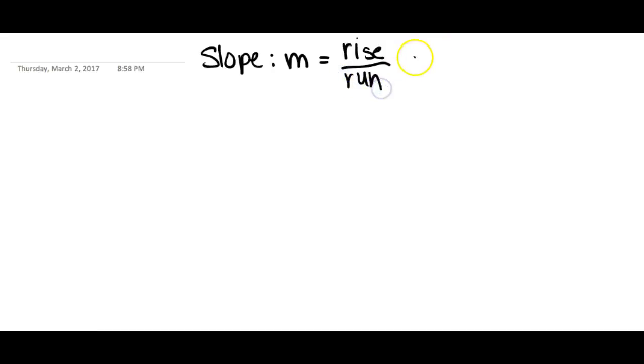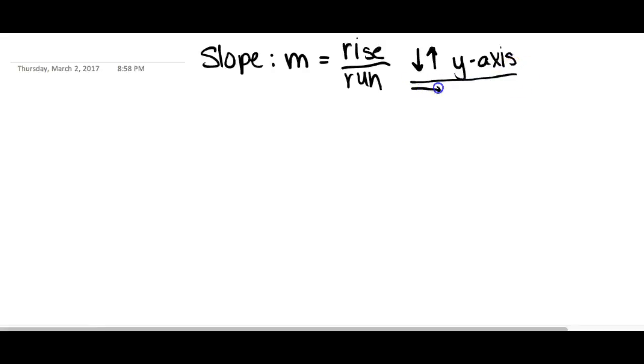We are going to talk about finding slope. Now, if you recall, slope is our m value in y equals mx plus b. It's also rise over run. And if you recall, rise and fall is on the y-axis. So we're really just finding the change on the y-axis over the run to the right or to the left on the x-axis.